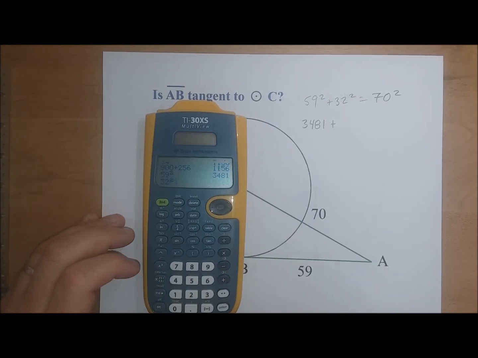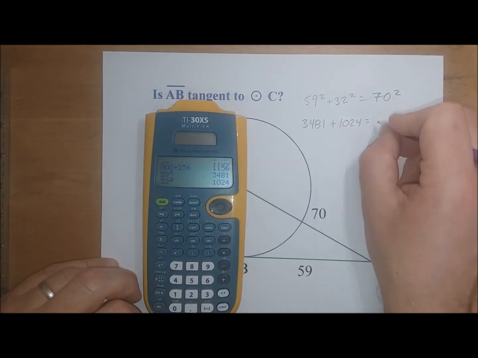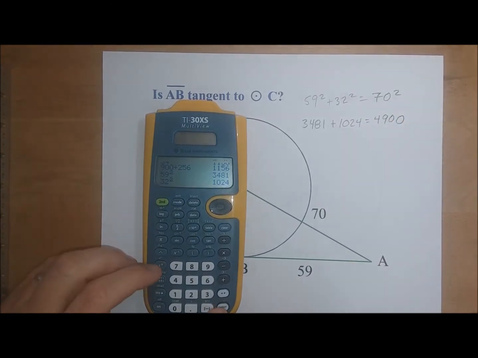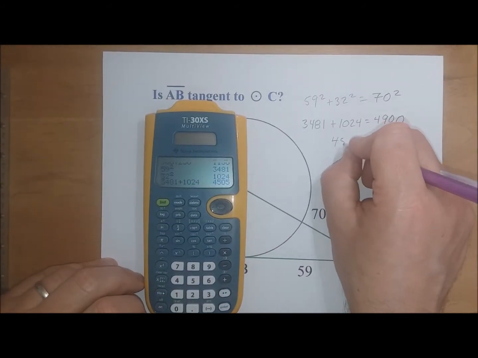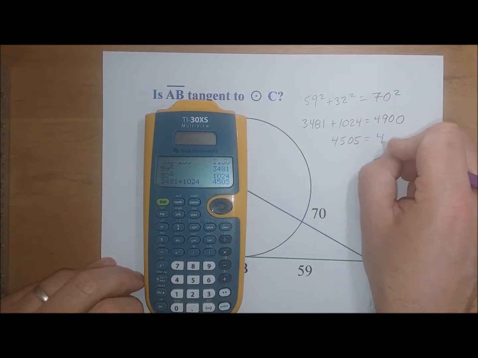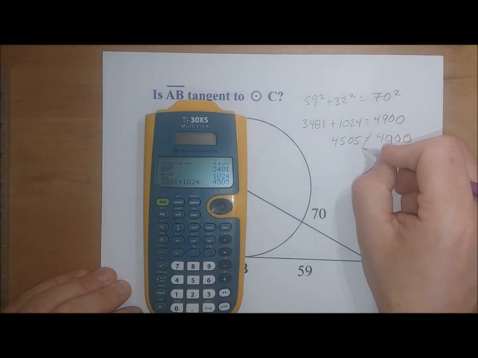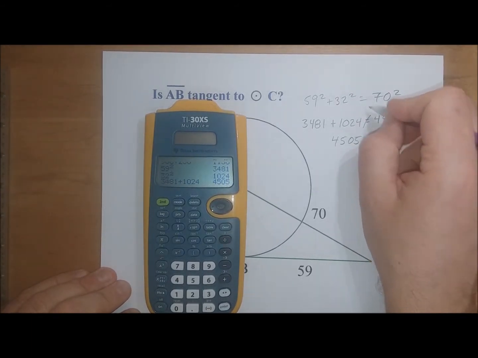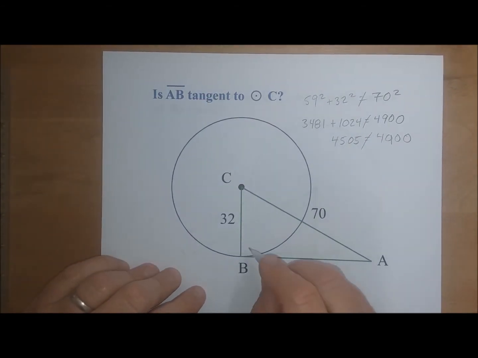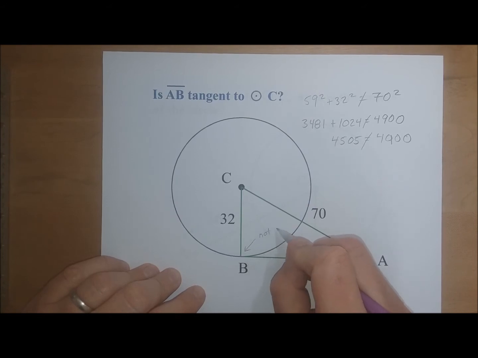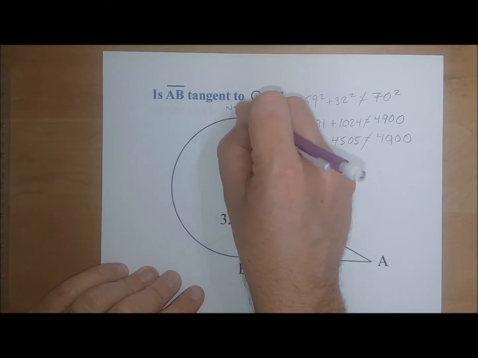I feel like I should know that. Is that like 1,024? Yeah, it is. 1,024 equals 70 squared, which is 4,900. Okay, 3,481 plus 1,024 gives me 4,505. Now you'll notice that is not true. So if a squared plus b squared does not equal c squared, then guess what? Not 90 degrees. Is AB tangent to circle C? No.